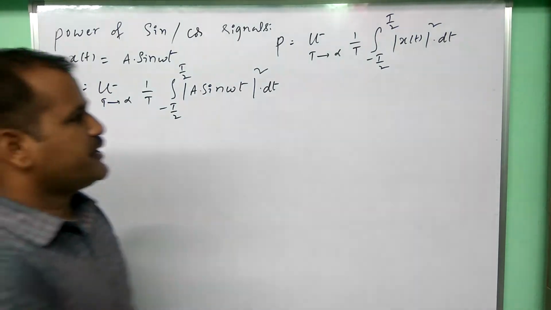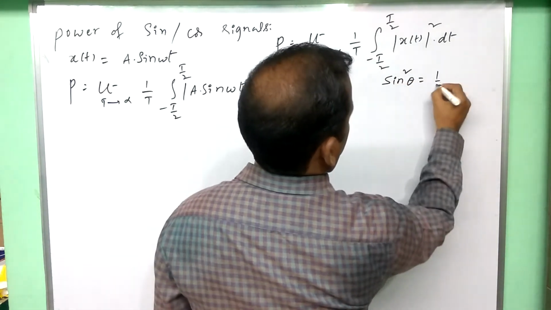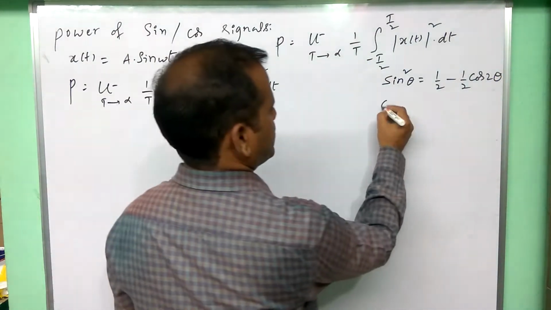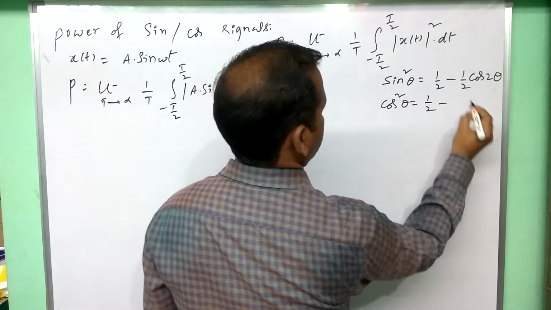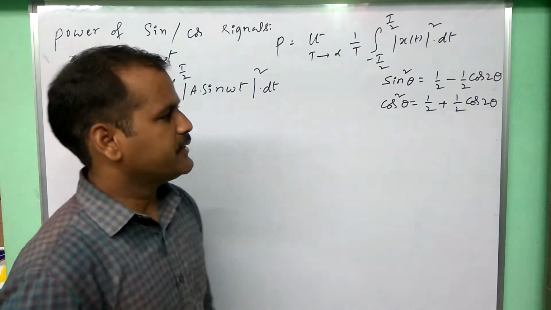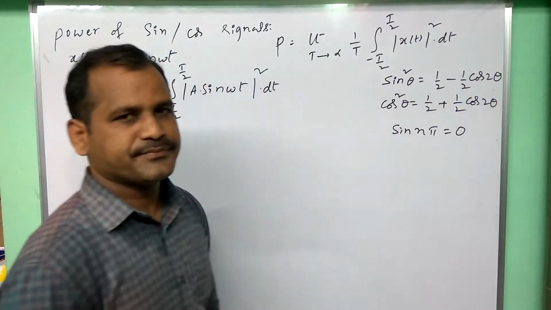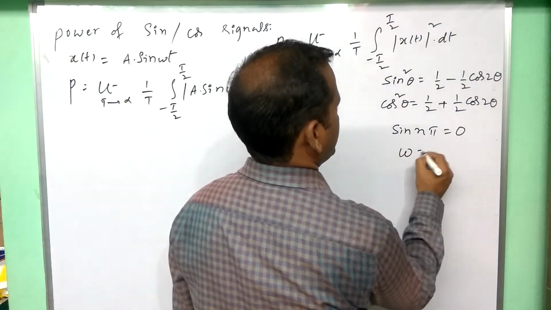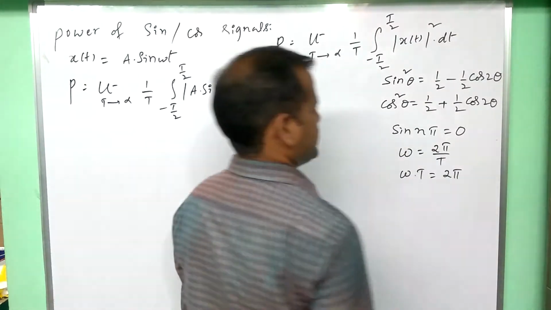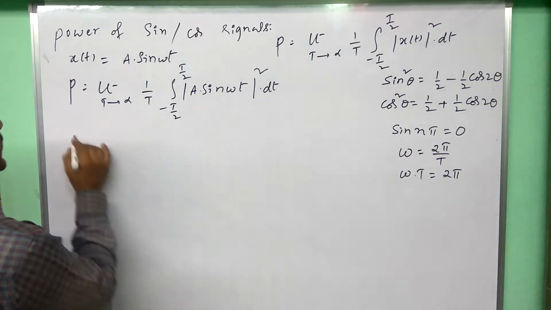Right. Before proceeding, let us recall the trigonometric formulas. Sine square theta is 1 by 2 minus 1 by 2 cos 2 theta, and cos square theta is 1 by 2 plus 1 by 2 cos 2 theta. And sin n pi value is 0, we should remember. And omega is equal to 2 pi by T, or omega into T is equal to 2 pi. These are all helping formulas for this calculation. Fine.